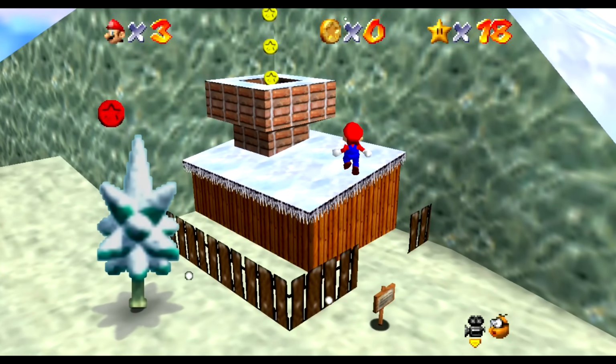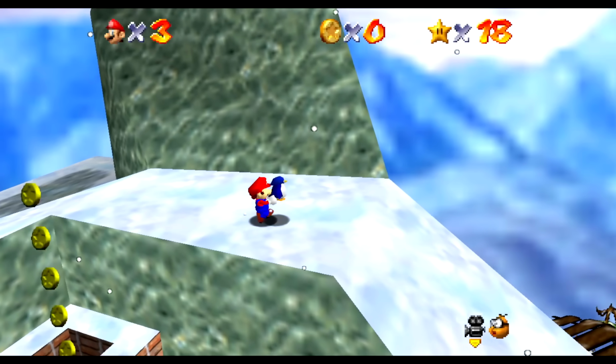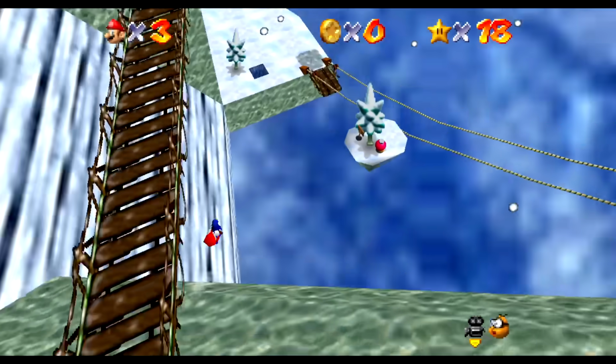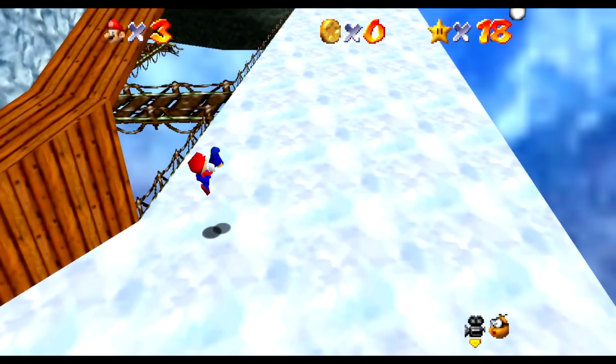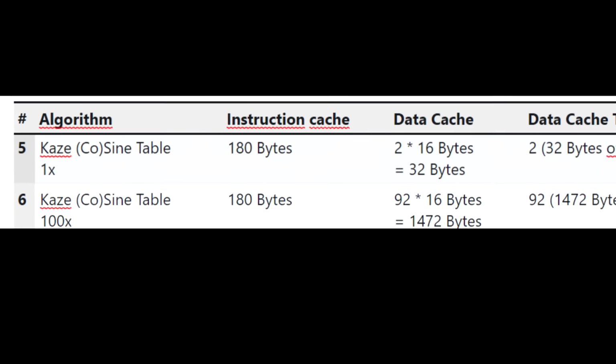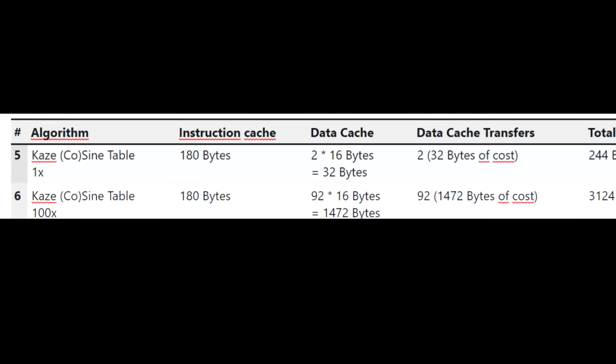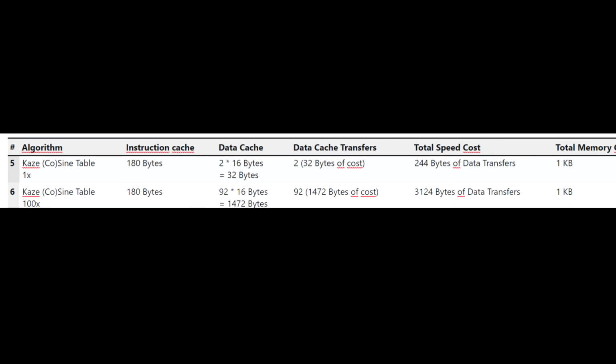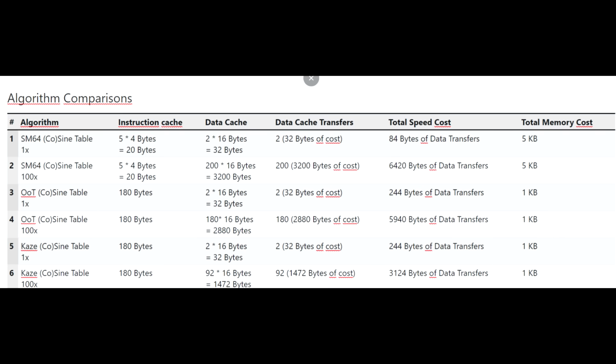I've run simulations on this new algorithm and the results are great. It only requires an average of 92 cache transfers. That's just over half as many as the previous method. Over 100 calls, this algorithm uses 16 times 92 plus 180 bytes of data transfers. It also needs a table of just 1 kilobyte. Put it all together and you've got an 80% improvement in memory usage and a 50% improvement in data transfers compared to the original Mario 64 algorithm. Yes, it's slightly more heavy computation-wise, but the trade-off is more than worth it.